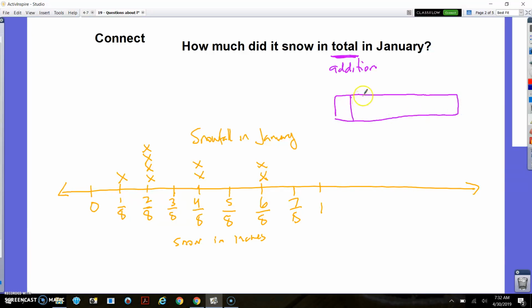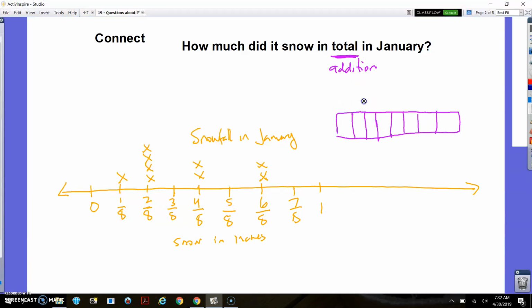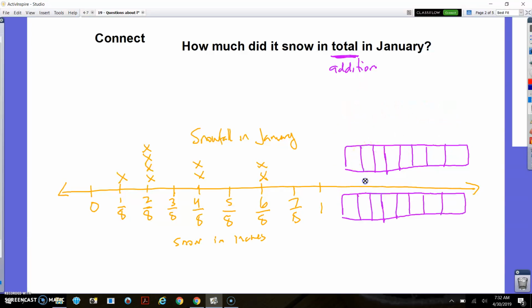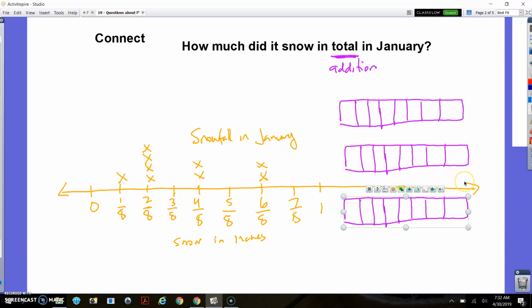I'm going to make eighths 1, 2, 3, 4, 5, 6, 7, 8. And it seems like yesterday I needed a few of these. Copy it, move it, paste it. Copy it, move it, paste it. And then I just started kind of filling in my eighths as I added them up, right?